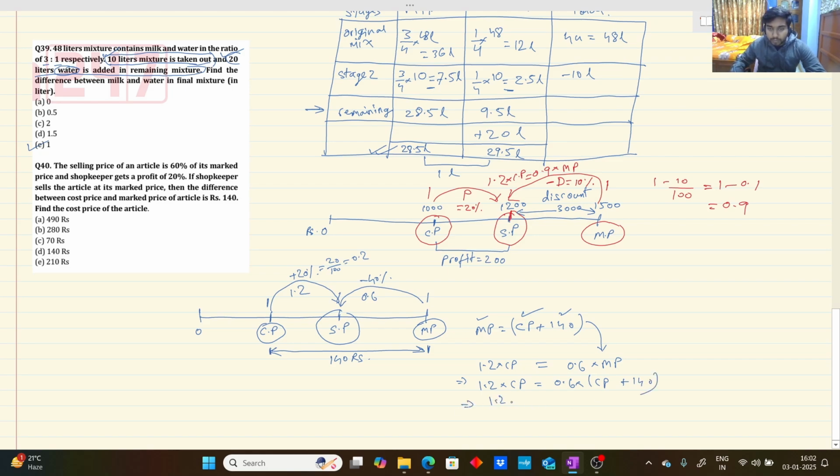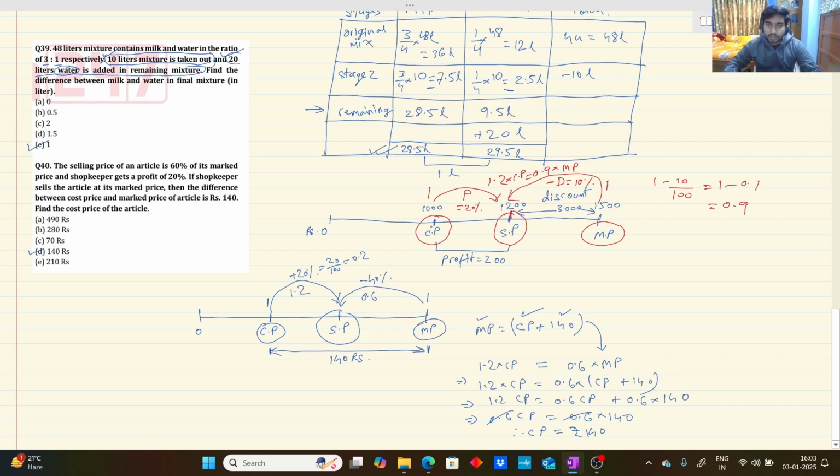which implies 1.2 CP is equal to 0.6 CP plus 0.6 into 140. 1.2 CP minus 0.6 CP, if we bring it on the left hand side of the equal to sign, we will get 0.6 CP is equal to 0.6 into 140. I'll cut the 0.6, which gives us that CP is rupees 140. This is my answer.